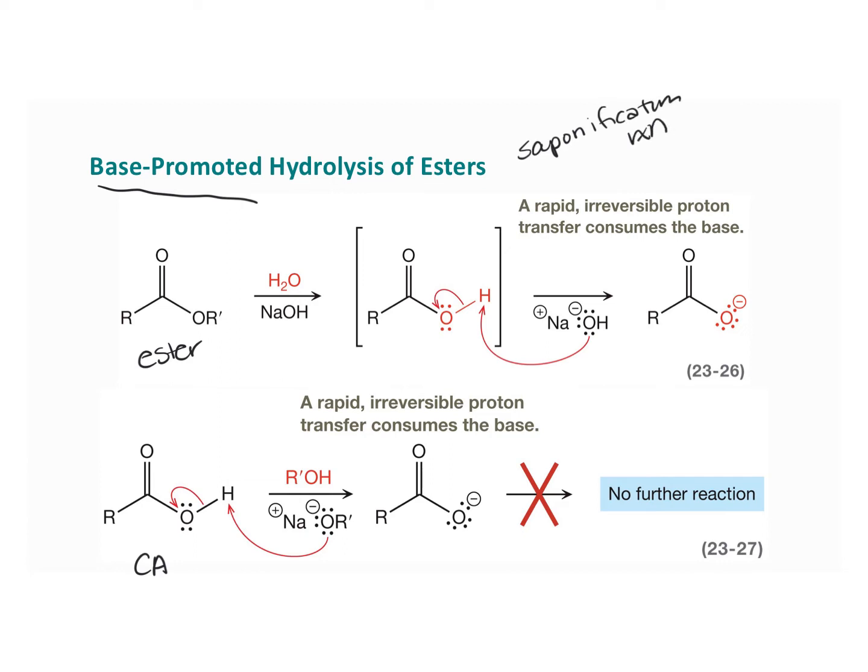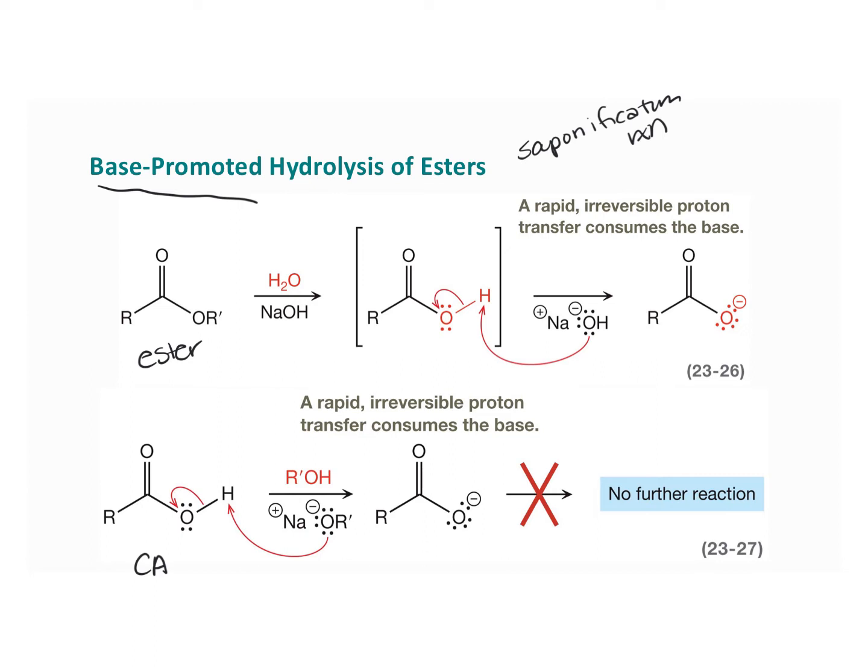Now, if we look at the carboxylic acid, a similar proton transfer takes place when it's treated with an alkoxide anion, and that makes it unfeasible to convert that carboxylic acid into an ester under basic conditions. So there's just no further reaction.